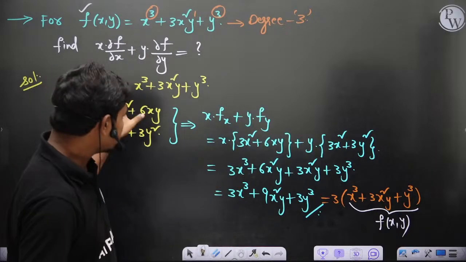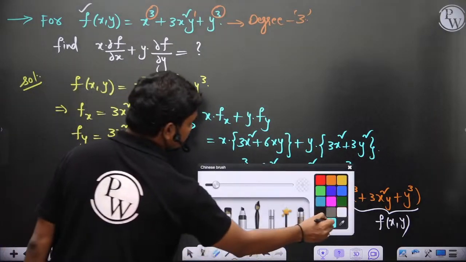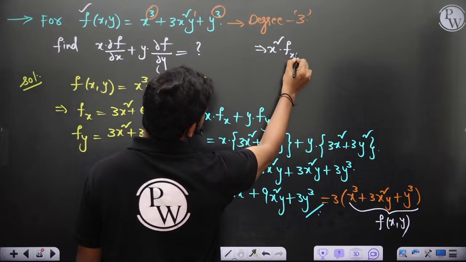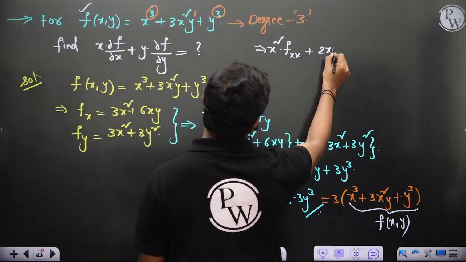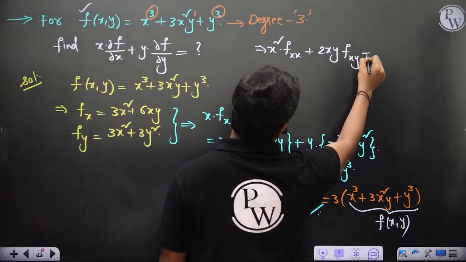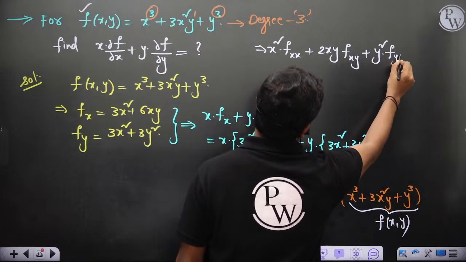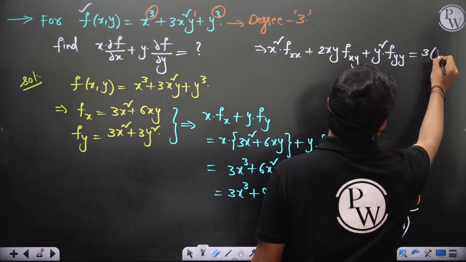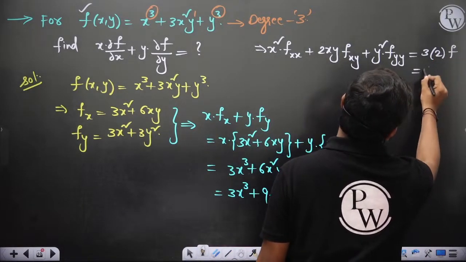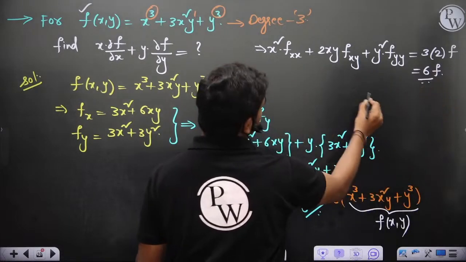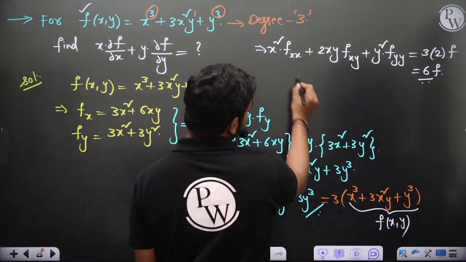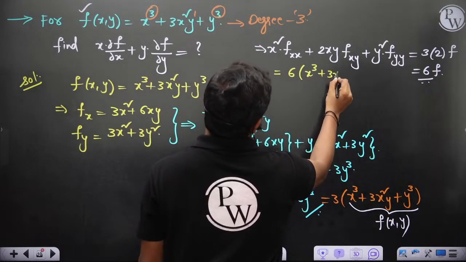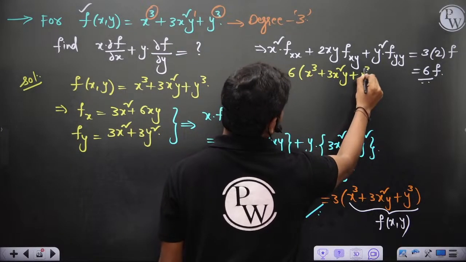Since it's easy, I'll show you in this case. This is a homogeneous function, so x square fxx plus 2xy fxy or fyx, anything is fine, plus y square times fyy is equal to, as per Euler's theorem that you know now, 3 into 3 minus 1, 2 times f, which means you should get 6 times f. If you calculate, the answer would be 6 times x cube plus 3x square y plus y cube. This would have been your answer.